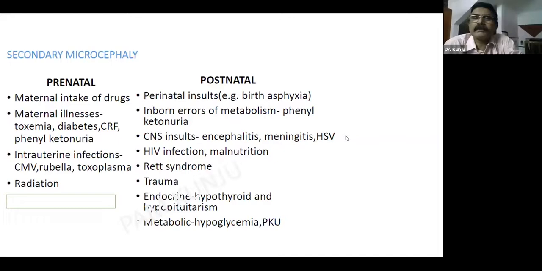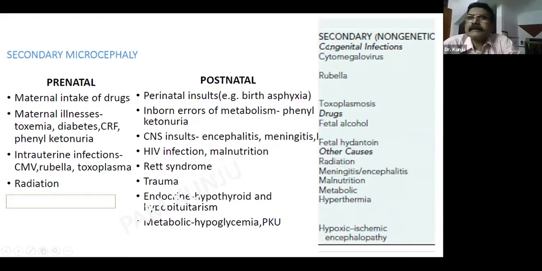So this is the list again I have brought in that Nelson table, where secondary congenital infections, I mentioned toxoplasmosis, rubella, cytomegalovirus, Zika, then drugs, I mentioned fetal alcohol syndrome, fetal hydantoin syndrome, and other causes like radiation and meningitis, malnutrition, all these things. So this is just an elaboration of that.